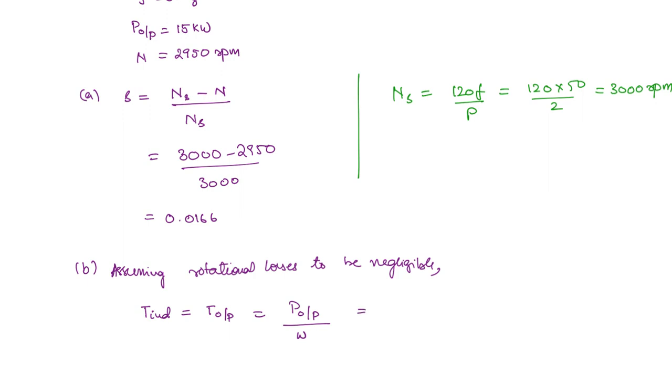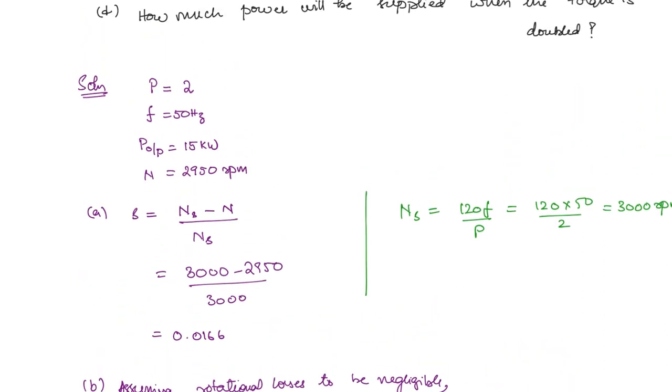Okay. So the output torque is 15 kilowatt, so 15 into 10 cube divided by the speed. We know the speed in rpm, so we need to find it in radian per second. What is the conversion formula? 2 pi n by 60. So n is given as 2950 divided by 60. If you calculate, you are going to get 48.6 Newton meter. This is the induced torque.